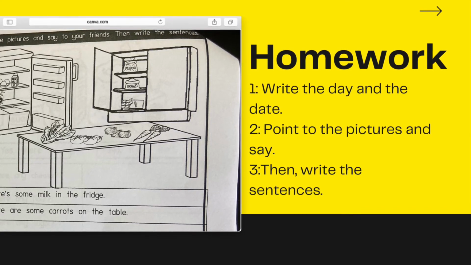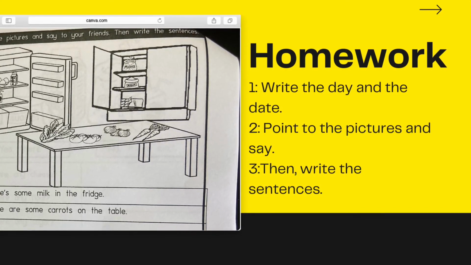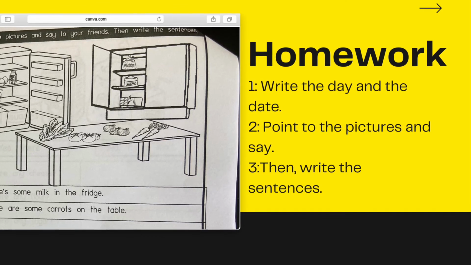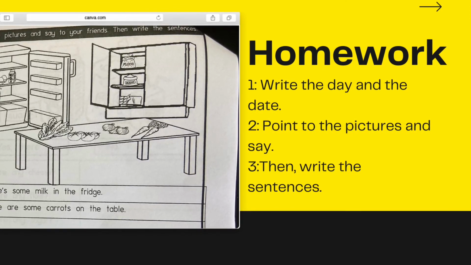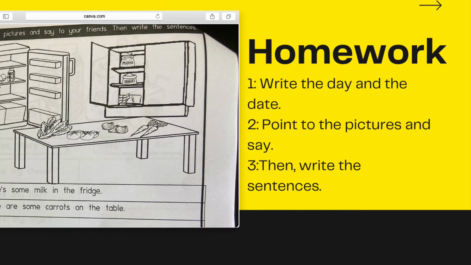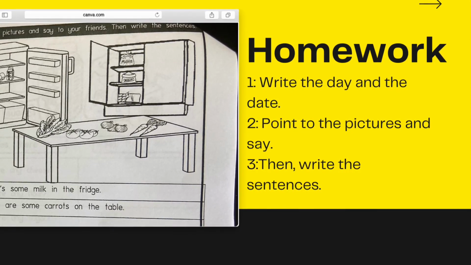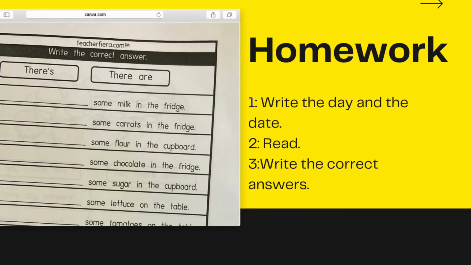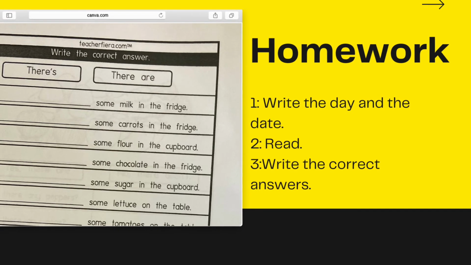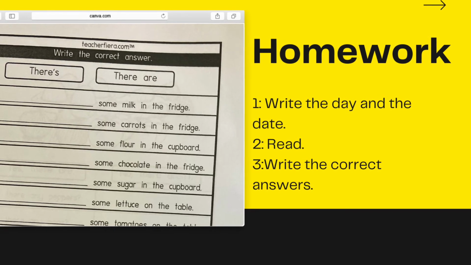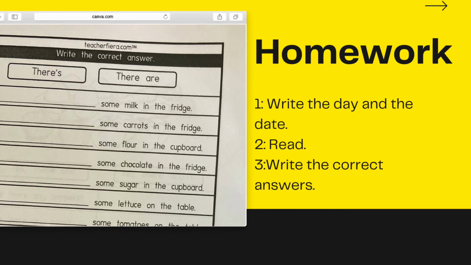Okay, in the given spaces. Tulis jawapan dan ayat tu dalam tempat kosong tu, tempat yang telah diberikan. Now, the second homework is this one. Okay, first write the day and the date and read, baca.